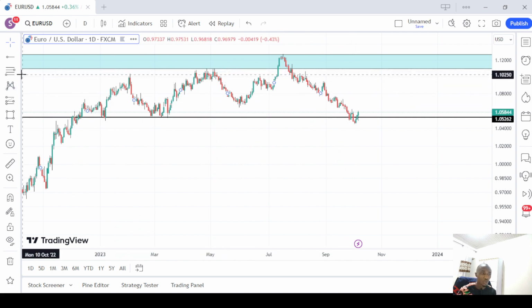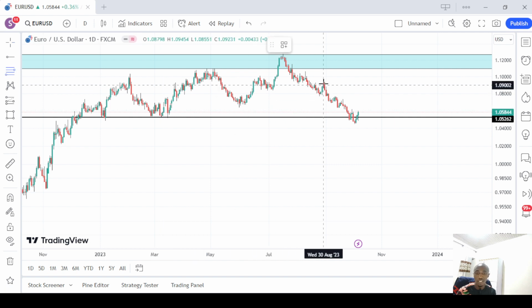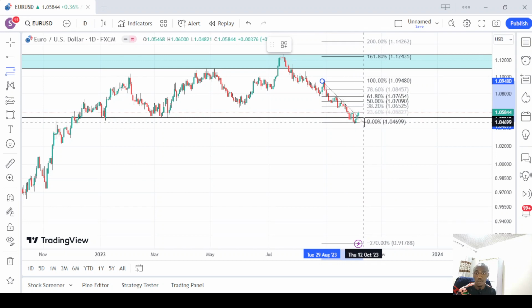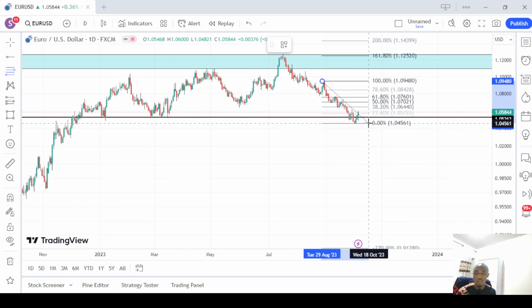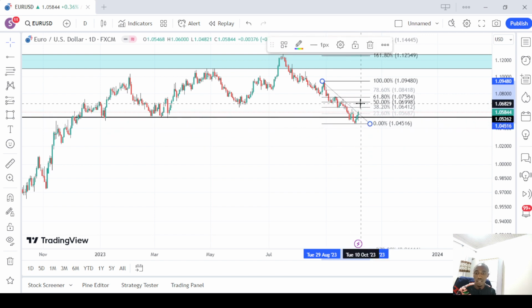I will do another video to explain how that works. With your Fibs well plotted out, we should be expecting price to come back between the 61.8 and 50 to retrace at that zone, this minor zone, then we continue to sell.